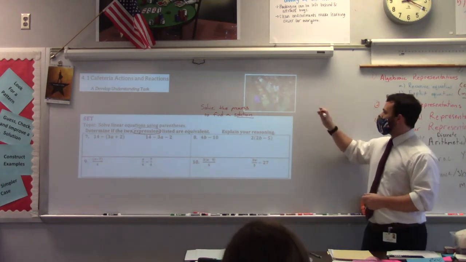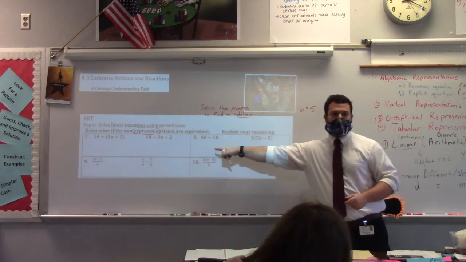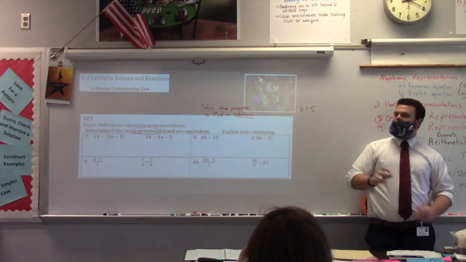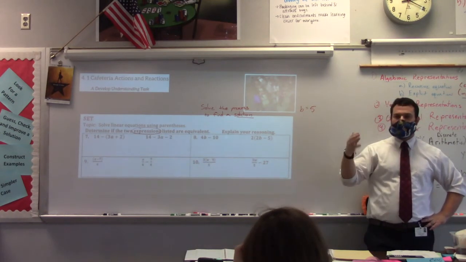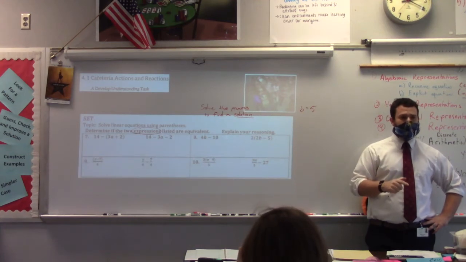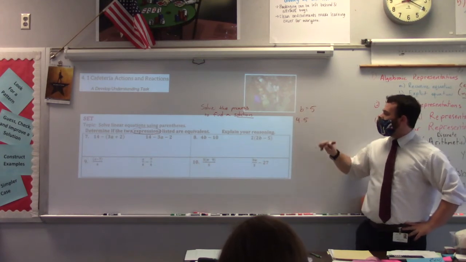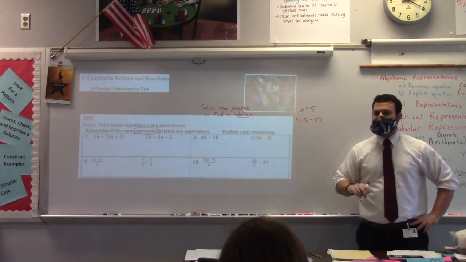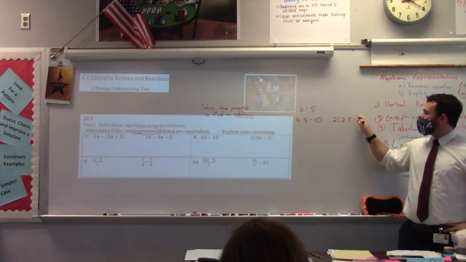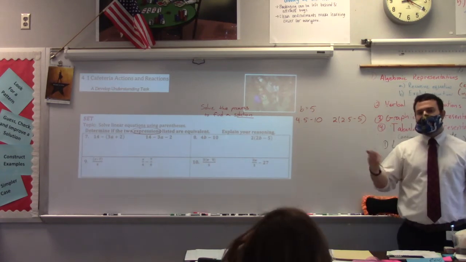Okay, let me ask you this. If I let b equal 5, and I plug it into both of these, if these are equivalent, and I plug in a 5, what should happen? They should have the same answer. They should have the same thing, right? Let's test it out. So 4 times 5 minus 10. And 2 times 5 minus 5. We're trying to see if those two things are the same. So what do I need to do to figure that out?